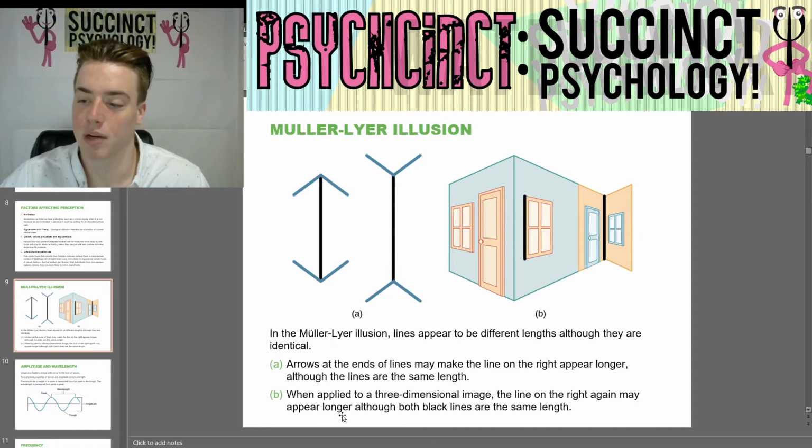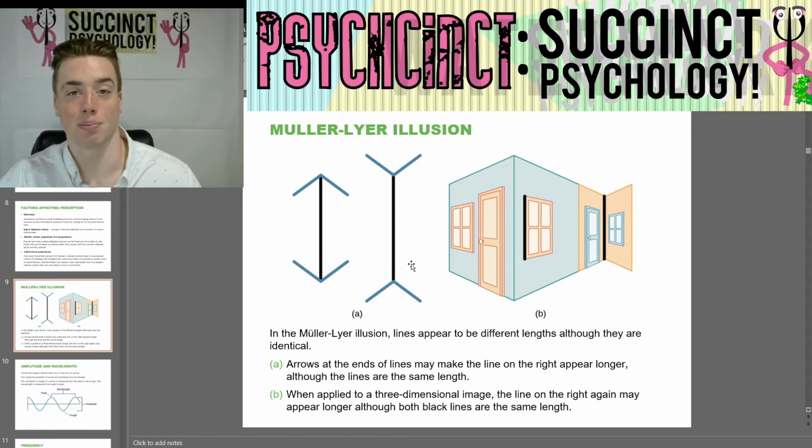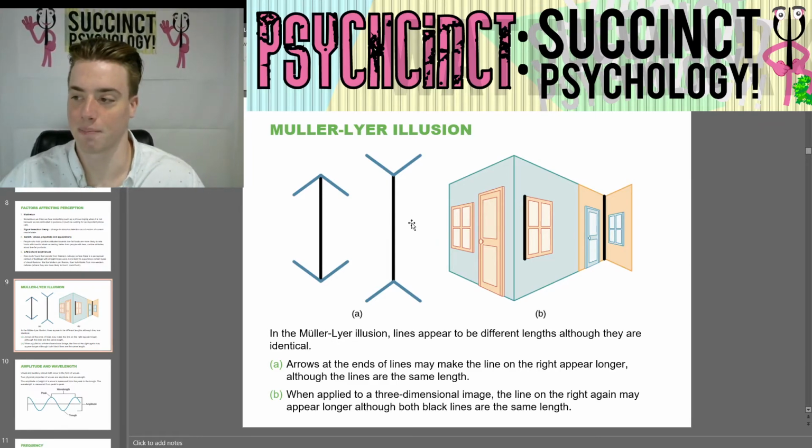And in figure B, when applied to a three-dimensional image, the line on the right again may appear longer, although both black lines are the same length. I don't know about you guys, but to me it definitely looks like the lines on the right are longer than the ones on the left, but that's the illusion. I'm from a Western culture. I'm used to architecture with straight lines, so that's probably why.